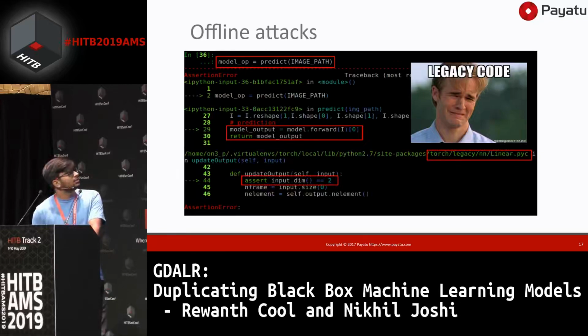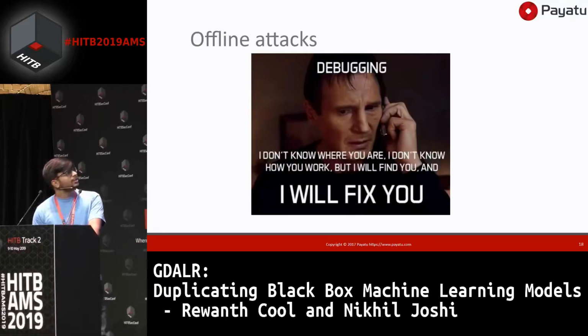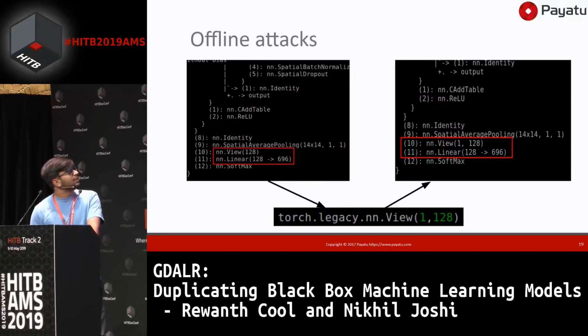So that is what happens when you get into the legacy code. There was no documentation about how the code was working, and there was no documentation about the torch legacy functions. So you can see that the model actually expects a dimension of 2 for the linear layer, but the linear layer was actually getting a dimension of 1.